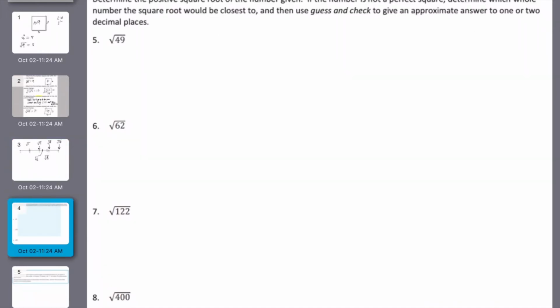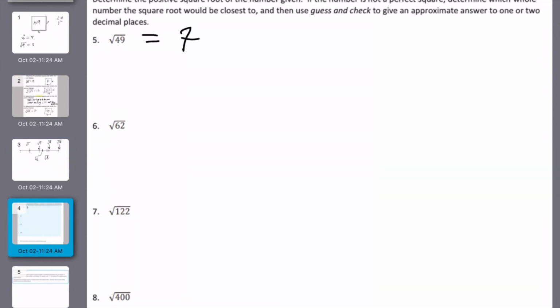So, let's think about this. Determine the positive square root of the number given. If the number is not a perfect square, approximate which whole number the square root would be closest to, and then guess and check to give an appropriate or approximate answer to one or two decimal places. Well, I already know that the number that multiplies by itself to get 49 is 7. The square root of 49 is 7.